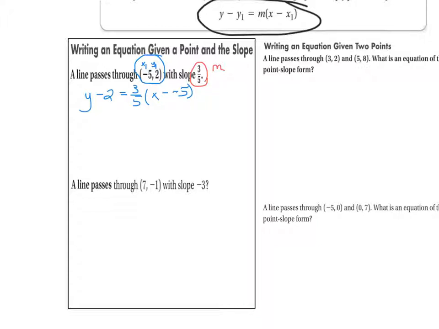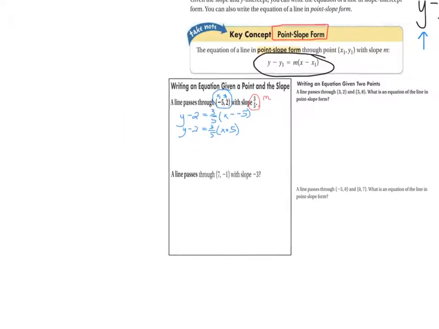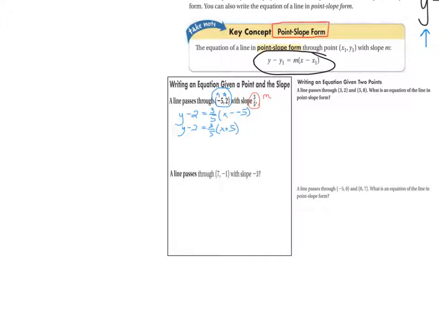Just like before, two negatives are going to make a positive, so this is going to be y minus 2 equals 3/5 times x plus 5. Once you get to where you have this in point-slope form, now I want to get it in slope-intercept form, so I want it to look like y equals mx plus b. In order to do that, there's a couple things we're going to do. Essentially, what did I do here? I substituted first.